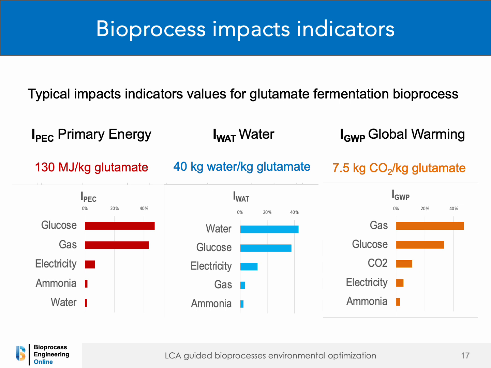Accordingly, for the three impact indicators, it is the production of the glucose used in the fermentation medium, the water for media preparation, and the gas for fluids heating that bring a dominant contribution to the glutamate process environmental footprint.